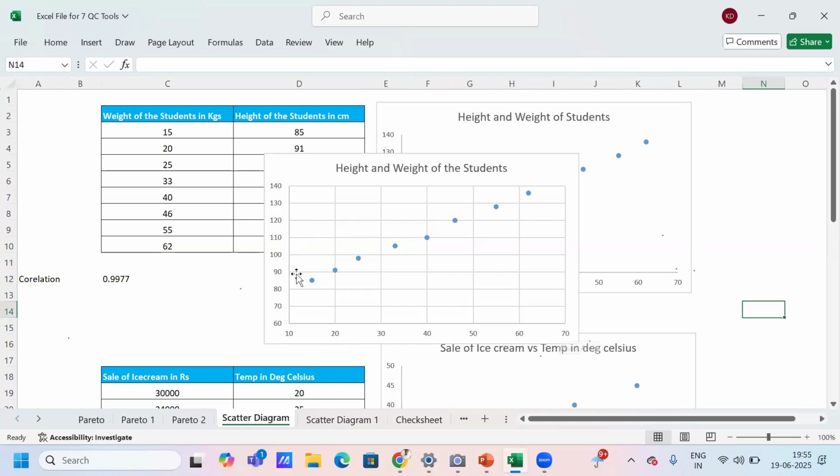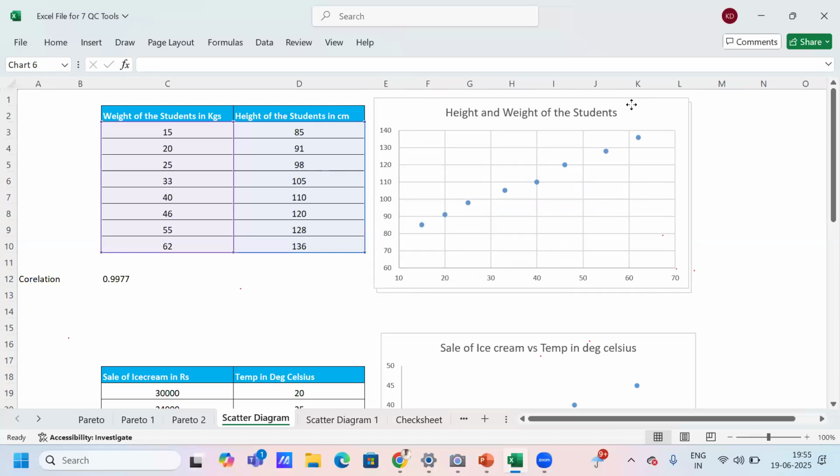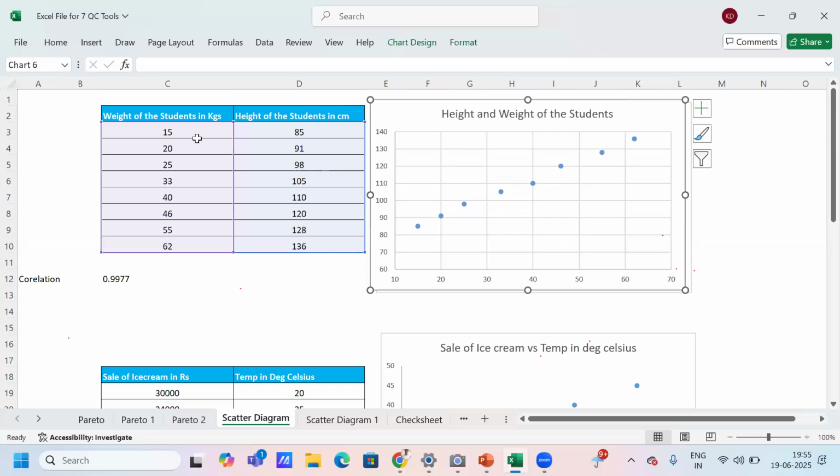So as I told you, when x increases, y increases, this is called positive correlation. Is it clear? So this is the weight of the students and this is the height of the students. When height increases, weight is also increasing. This is called a scatter plot.